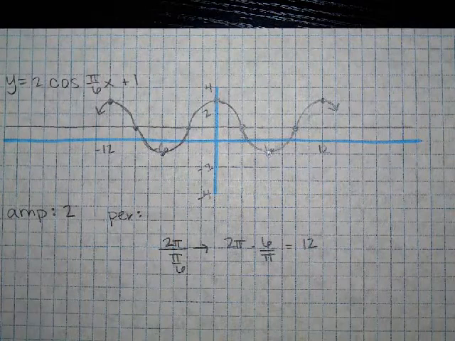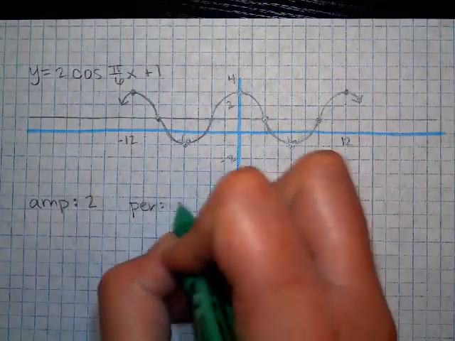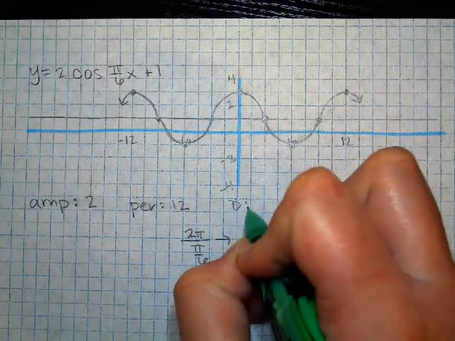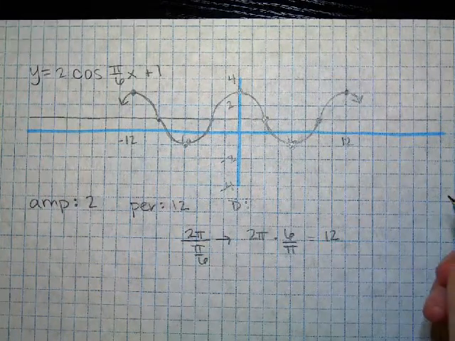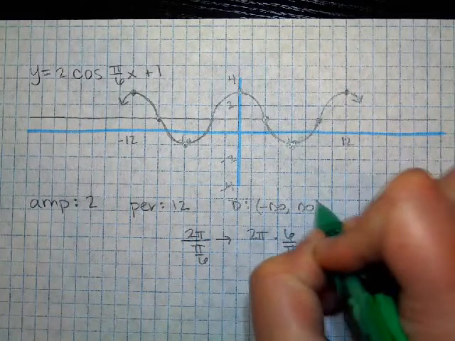All right, how do you guys feel? Period of the graph is 12. What's the domain? And then what's the range?